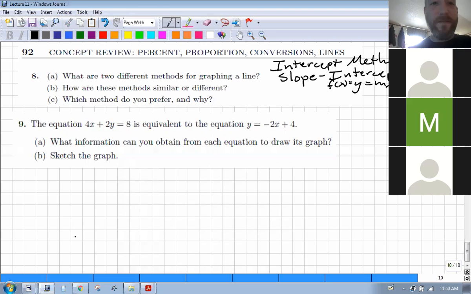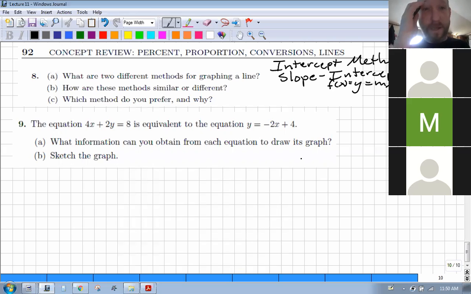All right, the equation 4x plus 2y equals 8 is equivalent to this equation, y equals negative 2x plus 4. What do they mean that they are equivalent? It means they're saying exactly the same thing in two different ways. If you graph them, you get the same graph. They have the exact same set of solutions.